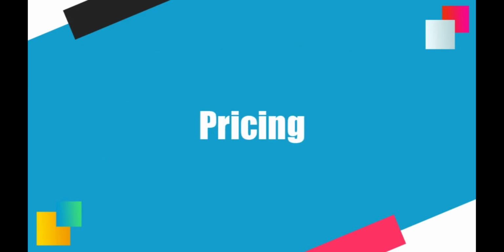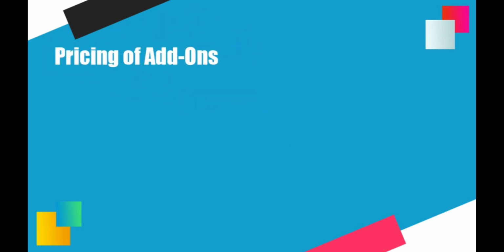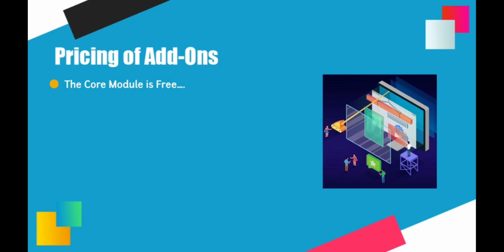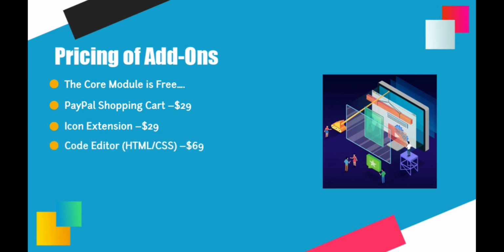Okay, so let's talk about pricing. There is only the pricing of add-ons. Now, once again, the core module is free, and that's what we're going to be talking about here. And this is just for logistical sake, so that you don't go to the page, start looking for things and then get surprised by something. So probably if you buy anything, you'd be buying a PayPal shopping cart, and you might buy some icon extensions, right? And then if you really want to get into the code, right? If you just kind of feel like, well, I want to get behind the code, I want to know how this works, you can do that.